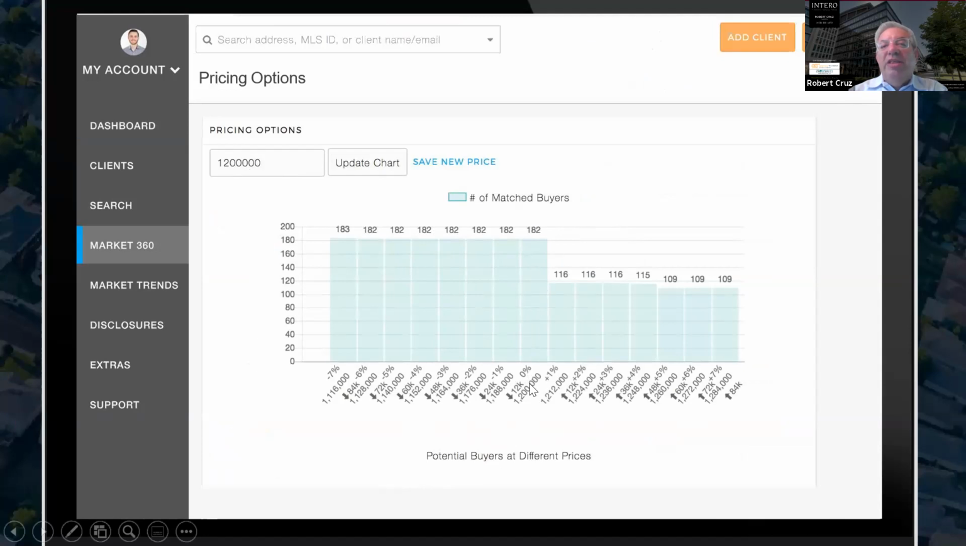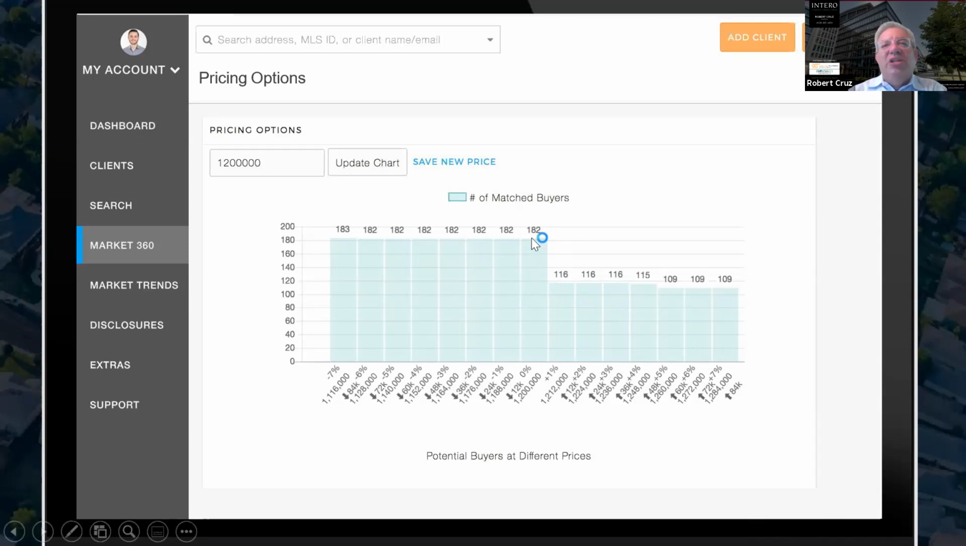If you're going in here and you say, I think it should be listed at 1.2 million, and your client says, I'm thinking more like 1.220, what does this mean? This means that between 1.2 million and 1,212,000, you have a massive drop off in buyers even looking at the property, okay? And I know agents have this problem. They know what it should be listed at, but the seller's insisting, and absent any other data.